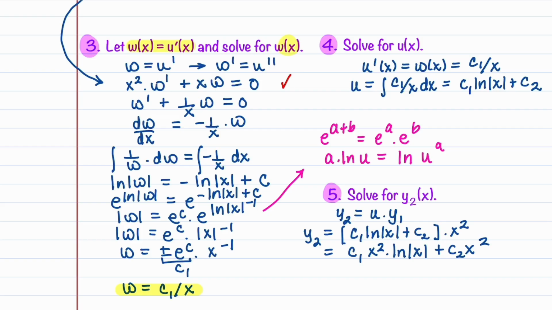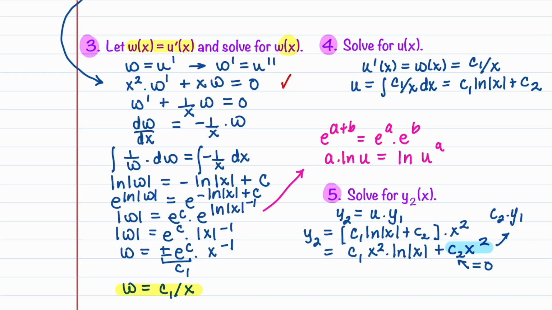Now there's only one thing left to do. We need to figure out what we want to pick for c1 and c2. Notice that c2 x squared is just c2 times y1. We already have y1, so we don't need another multiple of y1. So we're going to choose c2 to be equal to 0.